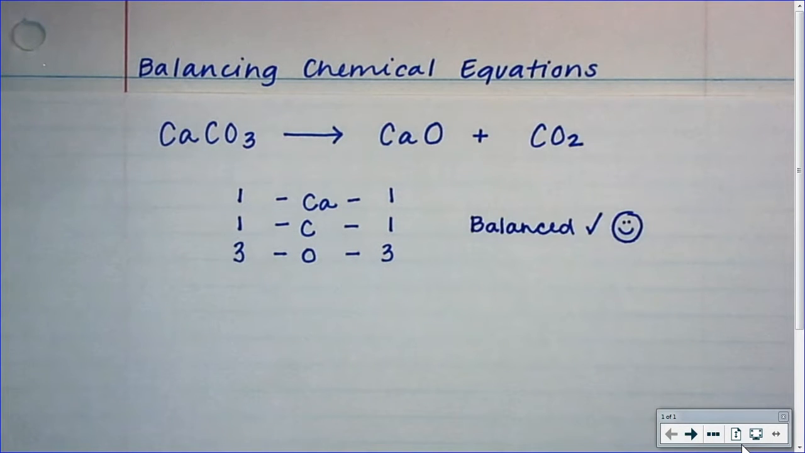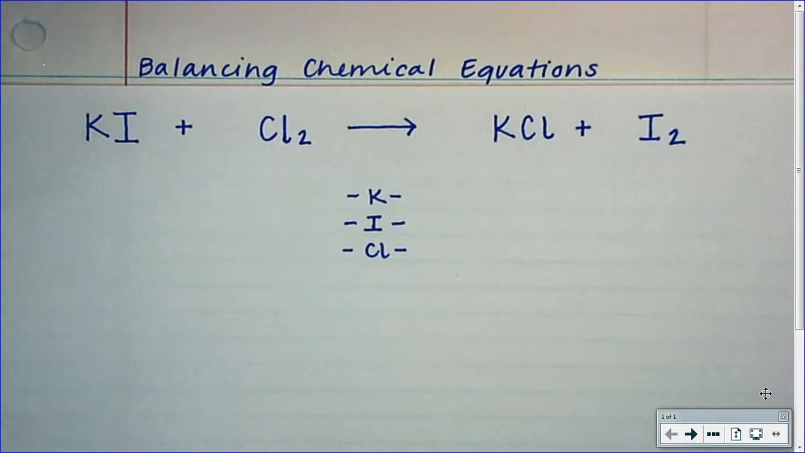So let's go ahead and move on. Here we have our second example for balancing chemical equations. In the middle we have listed all the elements that we have: potassium, iodine, and chlorine. And we need to make sure we balance each side. Before we do that, let's again write down how many of each element we have from the reactant and the product sides.